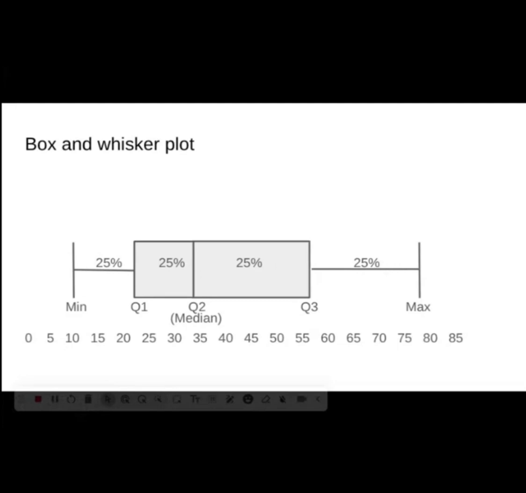A box plot is a one-dimensional graph. There's no y-axis. The height of the box plot doesn't mean anything. It's just a visualization.